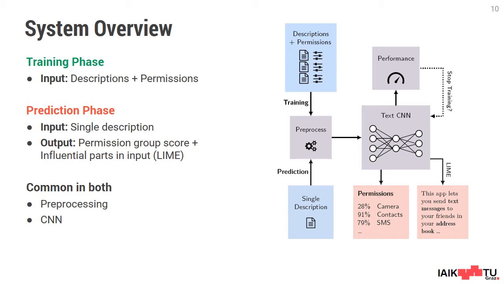The output, as you can see in the boxes, is a list of permissions like camera and contacts with percentage scores that indicate the likelihood these permissions are needed based on the description. By applying the LIME algorithm, we avoid black box predictions and find what influences our network to make these decisions. In practice, we find words and word groups that influence, for instance, the prediction of the contacts permission.